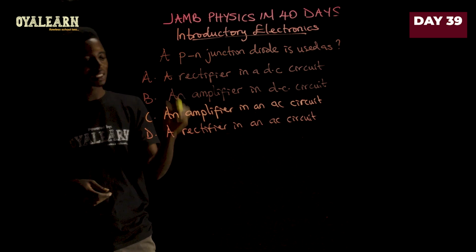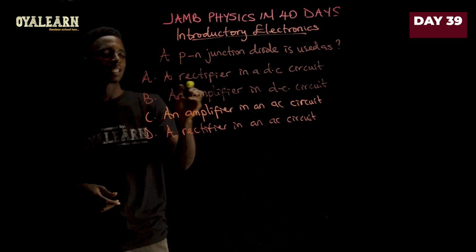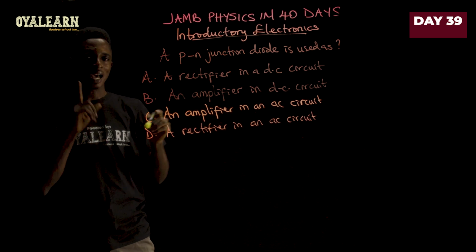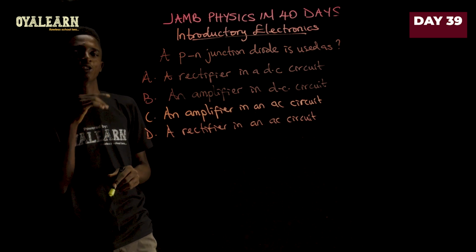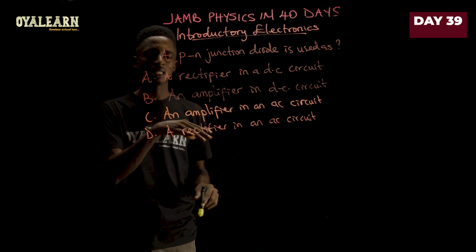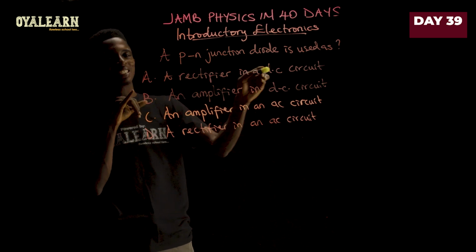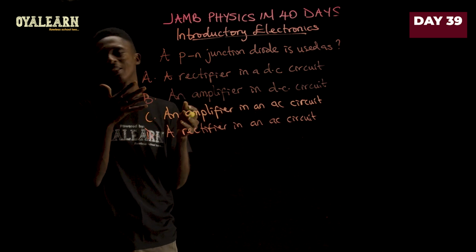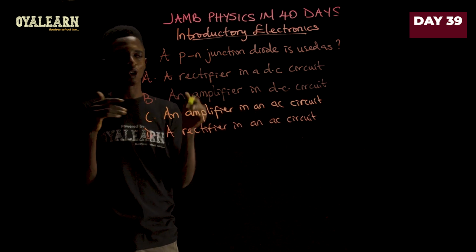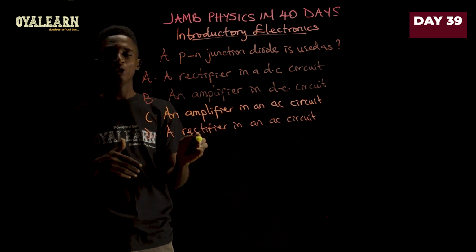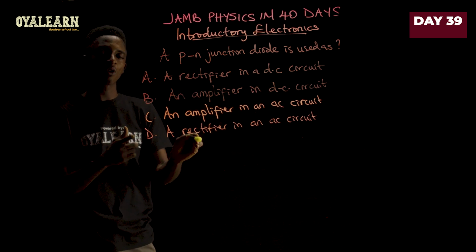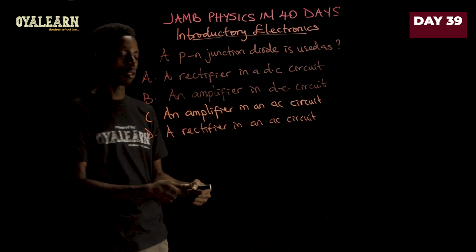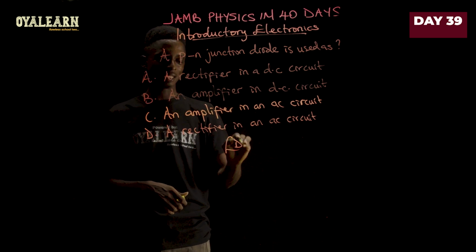Now, when we consider the options where we have rectifier, option A says a rectifier in a DC circuit and D says a rectifier in an AC circuit. And don't forget that rectifier means something that converts AC to DC. So you wouldn't want a rectifier in a DC circuit because there's no AC to convert to DC there. Just putting it there will just act as a conductor in that DC circuit. But you need a rectifier in an AC circuit so that you can convert that AC current to DC. So the answer here is D.